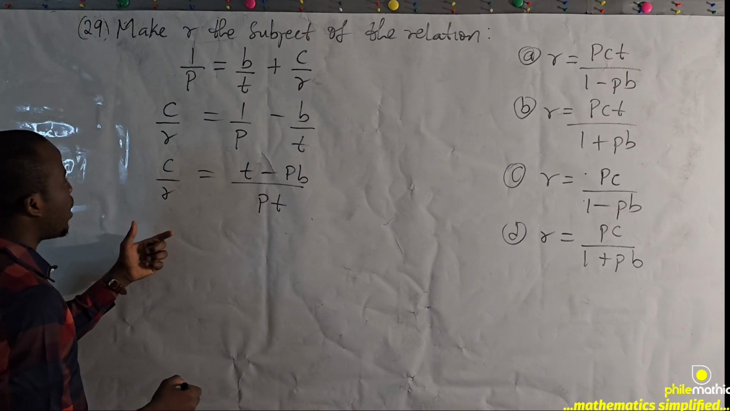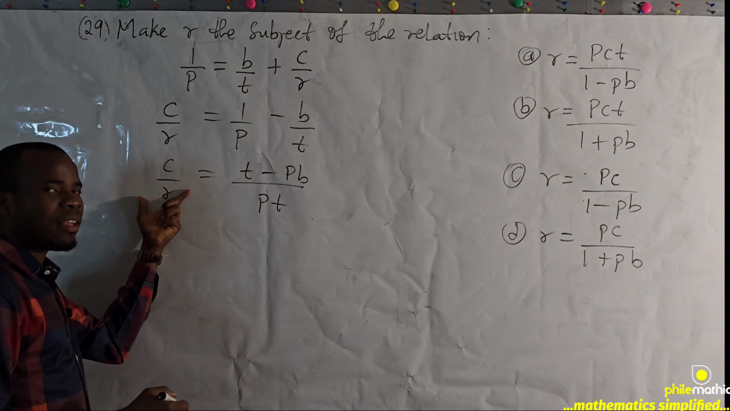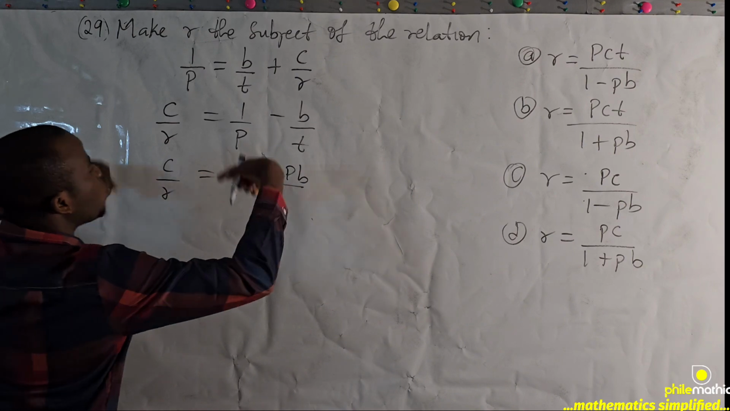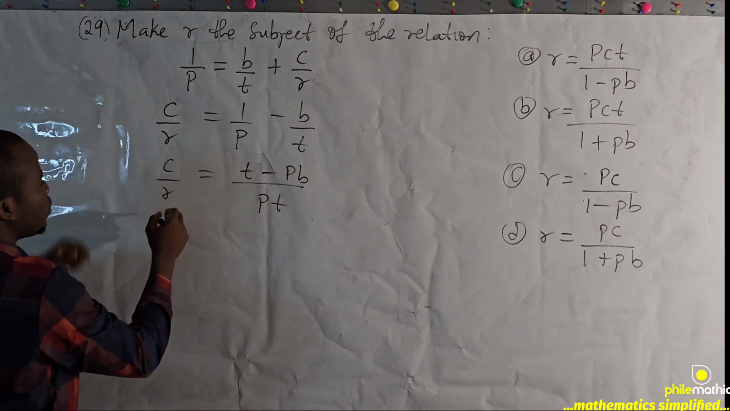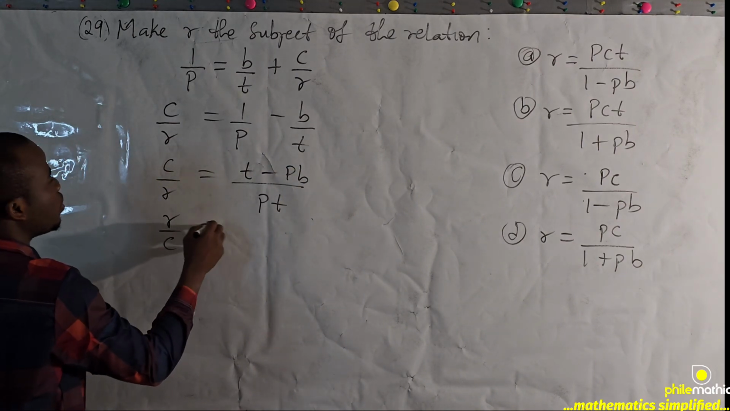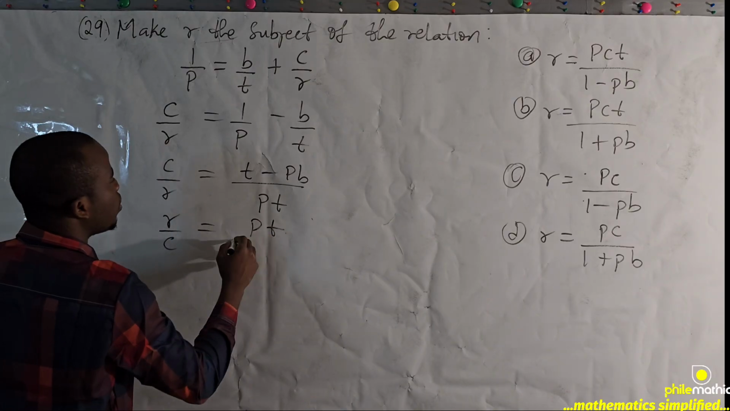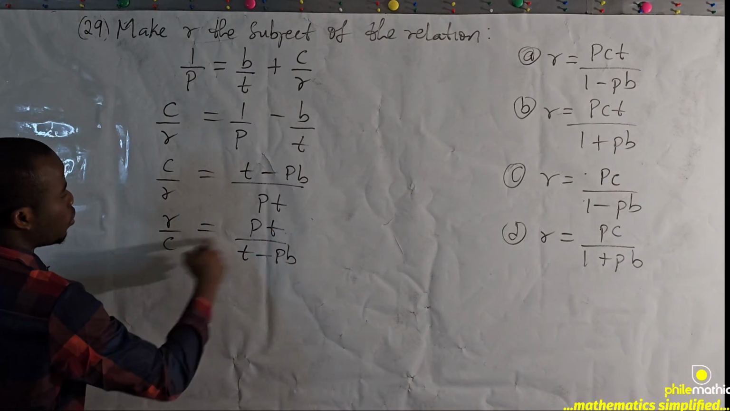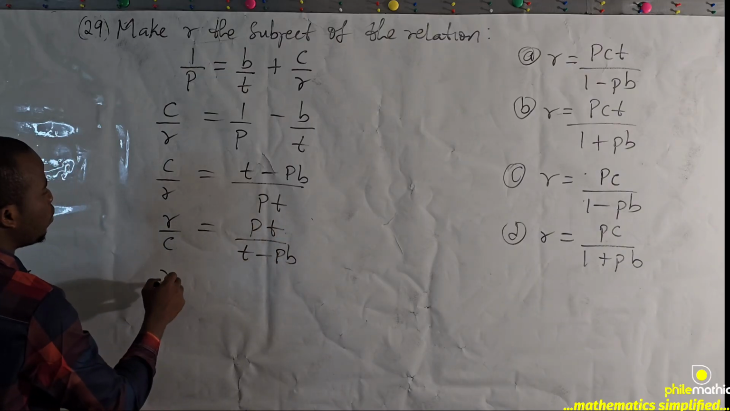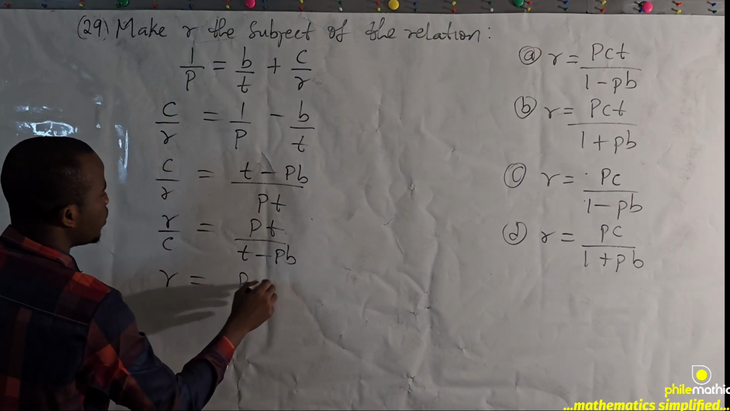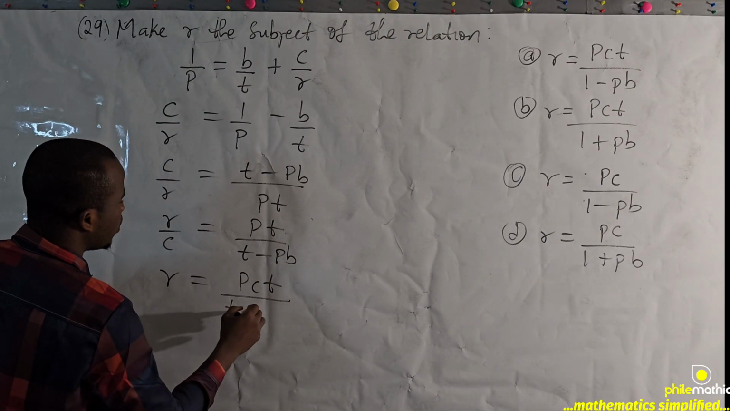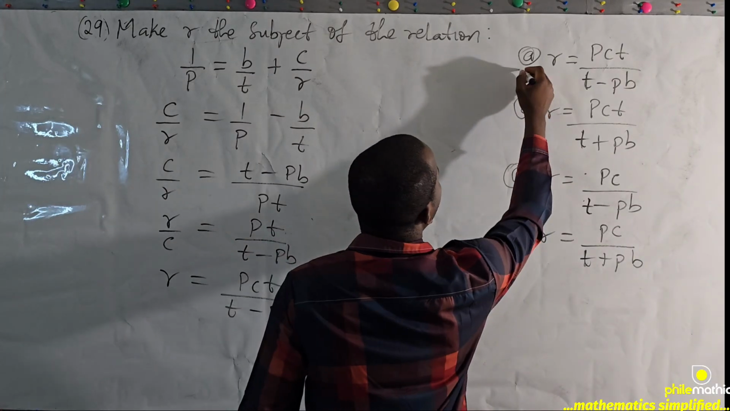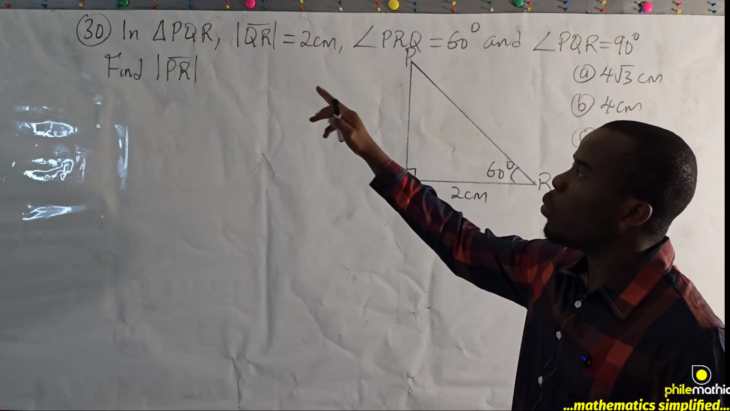Now, since you have one term at the left hand side and one term at the right hand side, we can invert. So r over c is equal to pt over t minus pb. And if I cross multiply, since I'm looking for r, this will become pct over t minus pb, which is a.